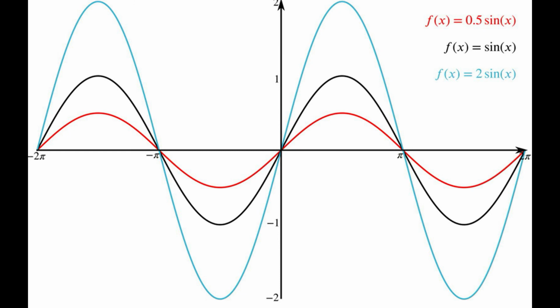So they're all crossing the x-axis at the exact same points. It's just they have more of a wave to them. So they're a little bit higher, a little bit lower. Okay, so instead of jumping straight into some problems, let's look at a couple examples that I usually have.